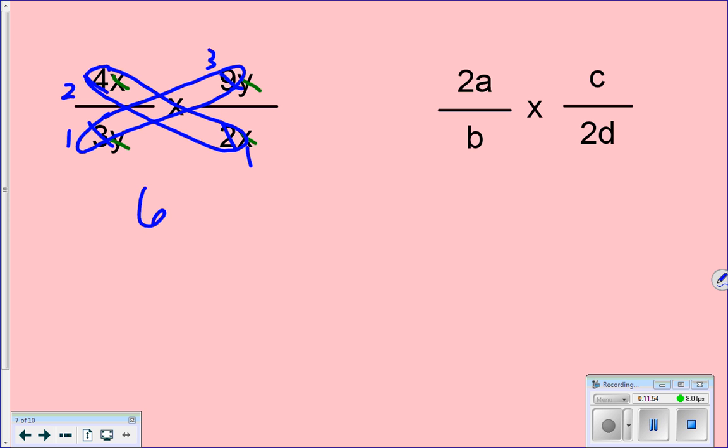Over on this one, I have 2a divided by b times c divided by 2d. What can I reduce in this one? I can just reduce the 2's. That's it. So my answer is just AC over BD. That's my answer there.